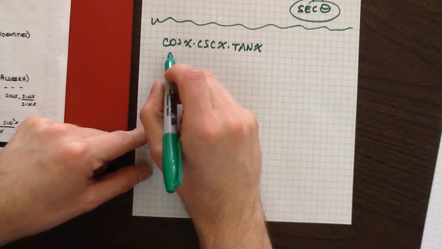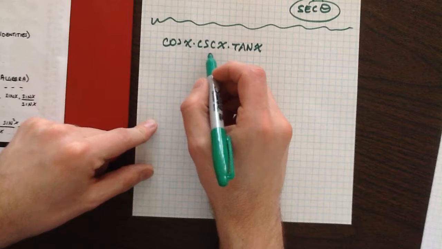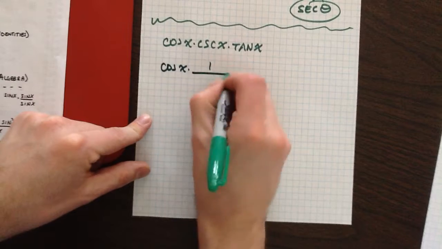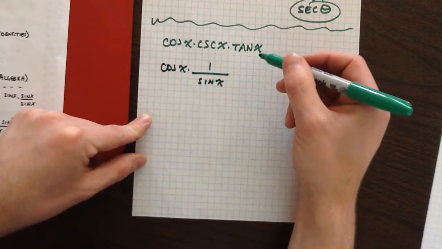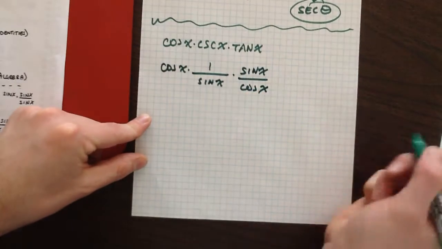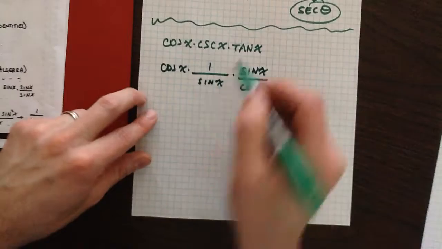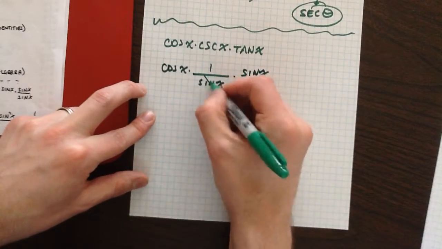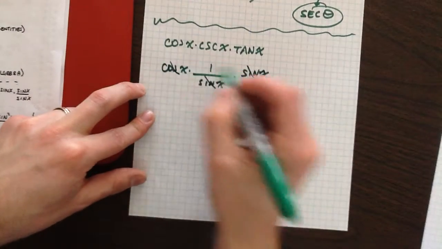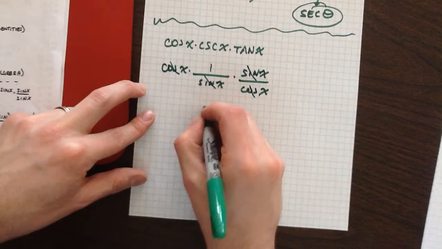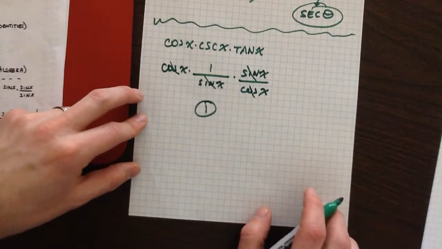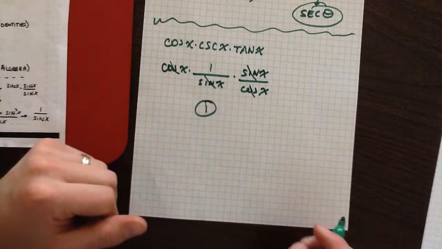Can we do anything with cosine? Cosecant? Well, cosecant is 1 over sine. Anything we can do with tangent? That is sine over cosine. Oh, look at that. Times sine, divided by sine, cancels. Cosine over cosine, cancels. That mess just simplified down to 1. That's it.